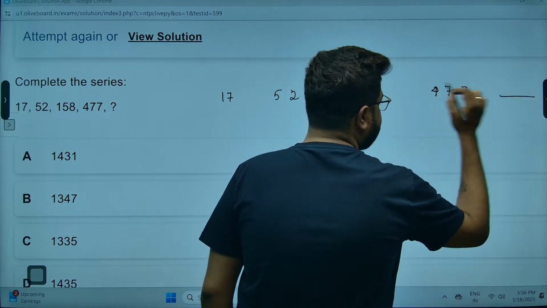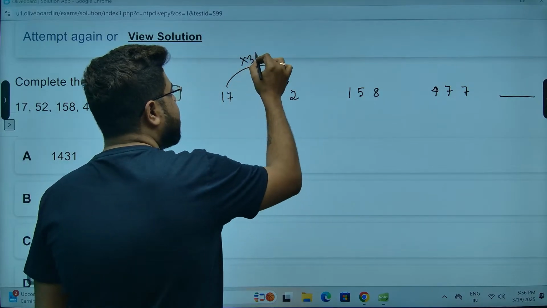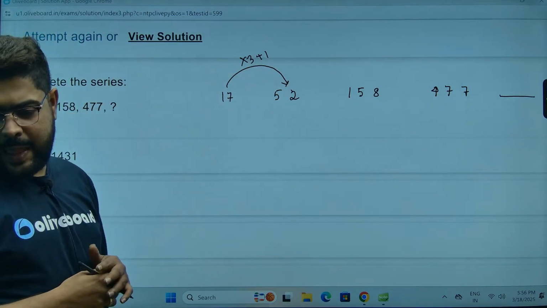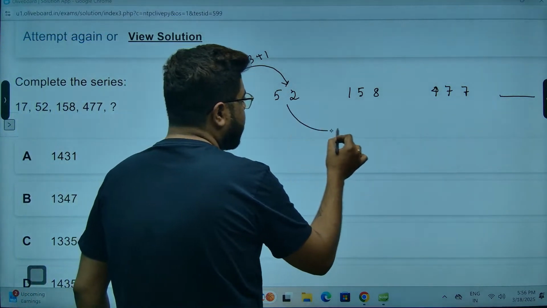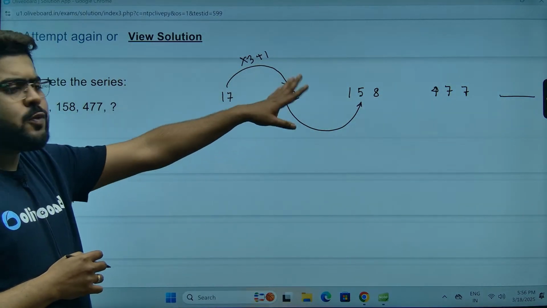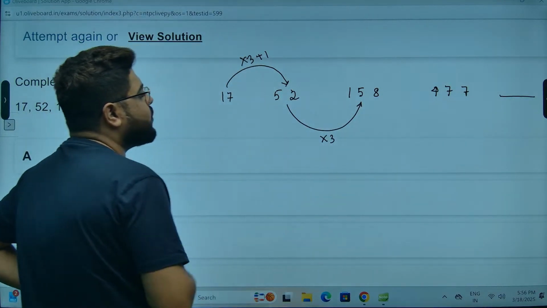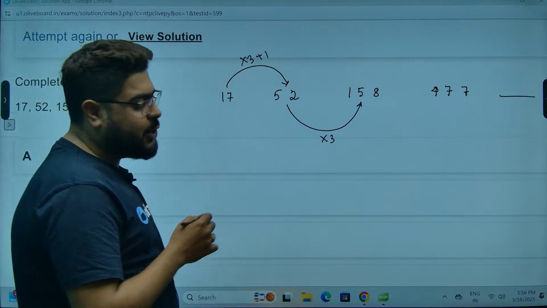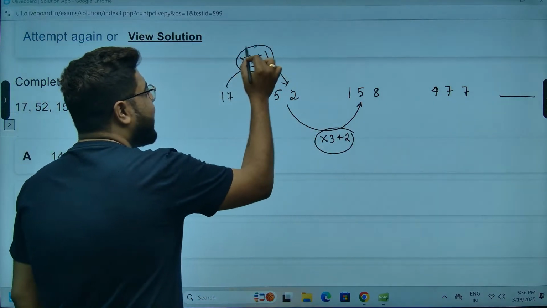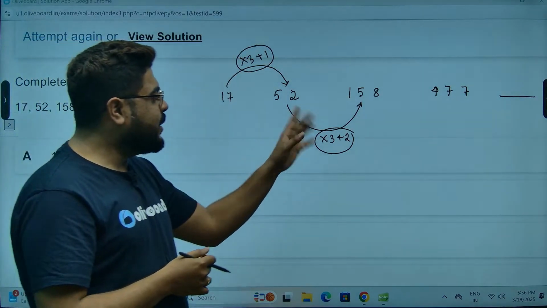I do not know the next number. So 17 into 3, sir. Multiplication. And what do I need to do extra, sir? Plus 1. Because I am going from 17 to 52. Next, 52 into how much will get me to the vicinity of this 158? Into 3, 50 to 150, into 3, definitely. So 52 into 3 is 156. Meaning, how much do I need to add? Sir, you add 2, sir. Now, just by looking at these two, I am starting to get some idea. So, into 3 plus 1, into 3 plus 2.